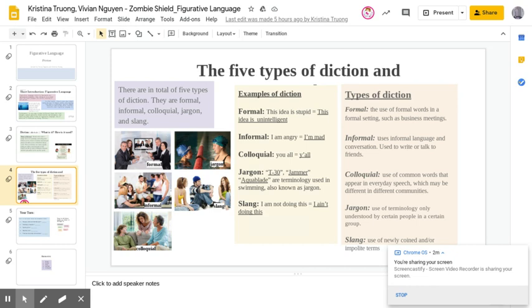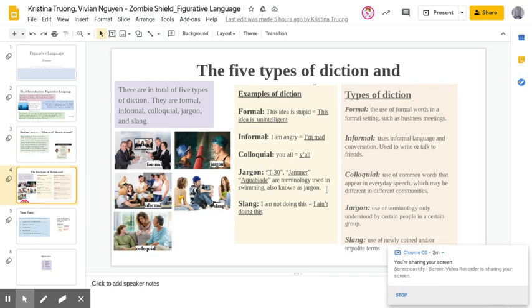The third type of diction is colloquial, which is the use of common words that appear in everyday speech, which may be different in different communities. Swimmers use terminology such as T30, jammer, and aquablade, and these terms are not commonly known by people who are not involved in swim.